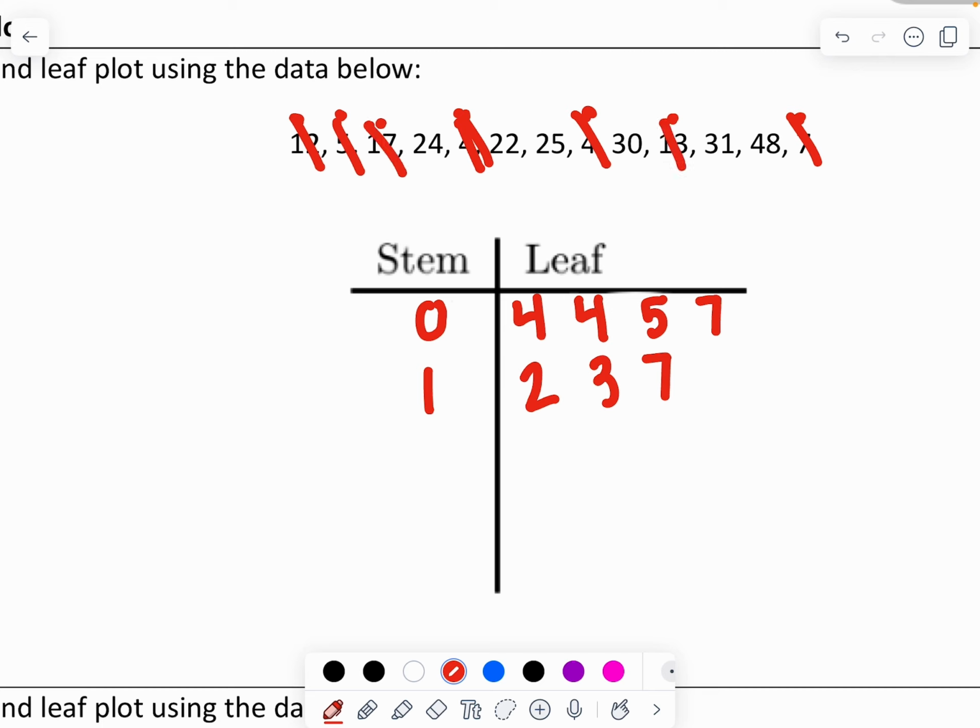And look at how I am keeping them in line. So the 4 and the 2 are on top of each other. The 4 and the 3, the 5 and the 7, they're all aligned. Make it look nice and neat so it's easier to read.